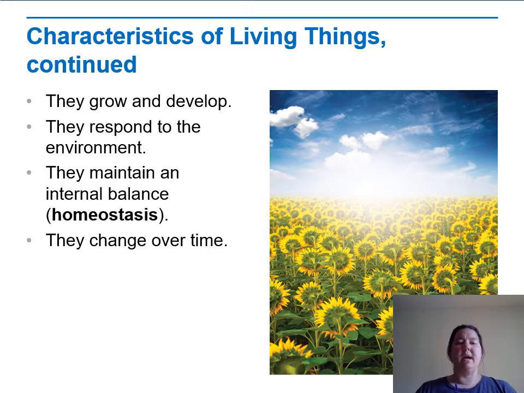We also are able to maintain an internal balance, which is an easier way of saying the fancy word, homeostasis. The internal balance, like your temperature, all right? The average human temperature is 98.6, although there's evidence that it's actually getting lower, but that's a different story, okay? But we are able to maintain that temperature.